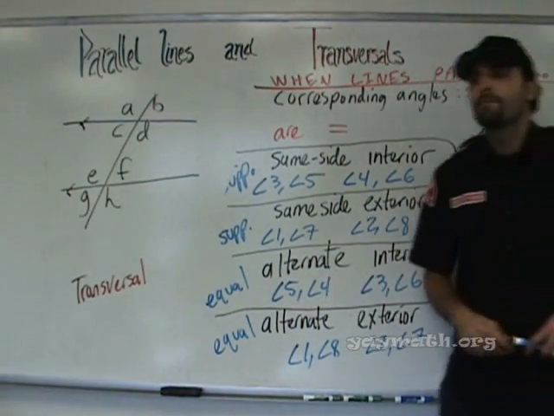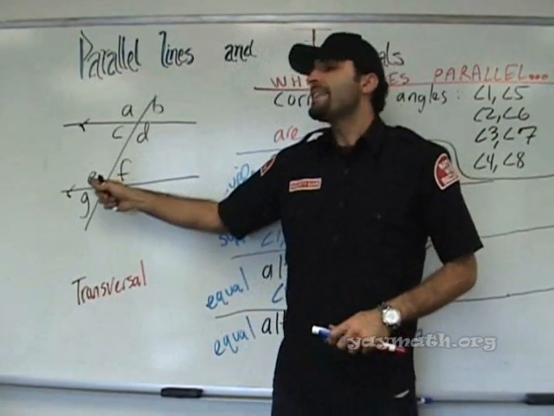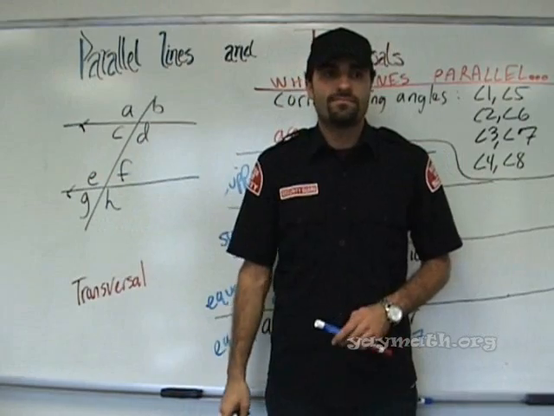Okay. Throw out another random one. Okay, so we did C and F. C and E, what are they called?